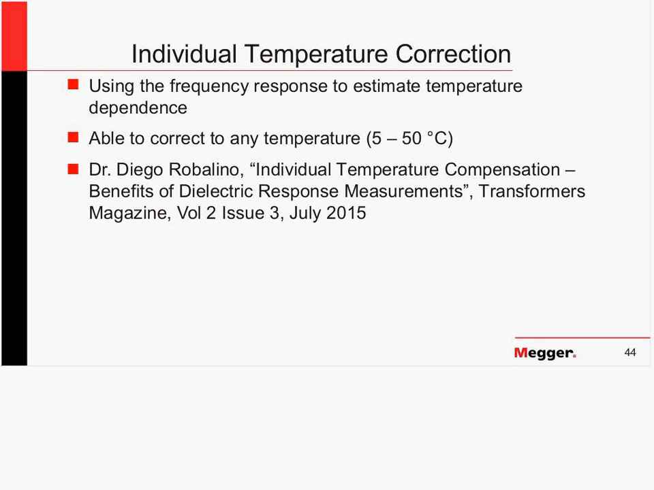Individual temperature correction is a patent-pending methodology which takes the frequency response, for example narrowband DFR or DFR, so doing power factor at multiple frequencies. It takes this response and uses it to estimate the temperature dependence. It allows for a very accurate correction back to any temperature between 5 and 50 degrees C. If you're interested in learning about how this works, Megger's Dr. Robolino wrote a good article in Transformers Magazine this past year, and you can find the article there and learn more about how it works.